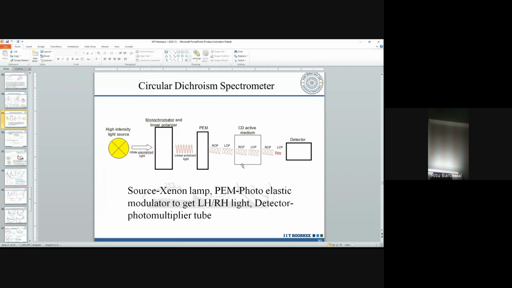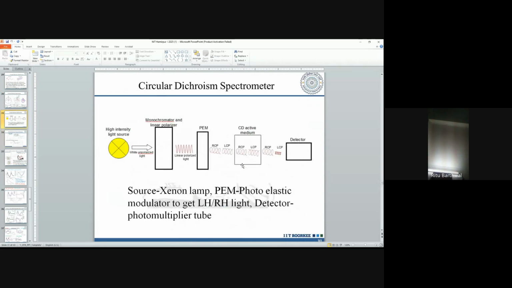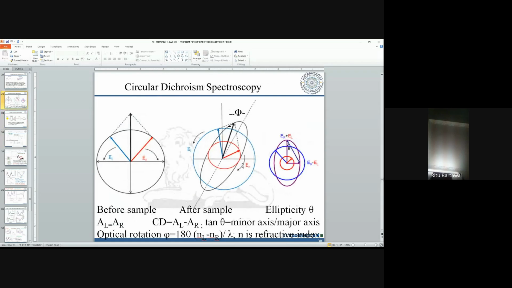So what is CD spectra? Circular dichroism spectra. CD spectra is actually nothing but OD or absorption. I will use the word OD, or somewhere in my equation A, capital A, which is what we use for absorbance. So it is basically AL minus AR, which means the absorbance of LH light and the absorbance of RH light are different. Why? Because we have asymmetry in molecules. CD spectra arises only and only from this.